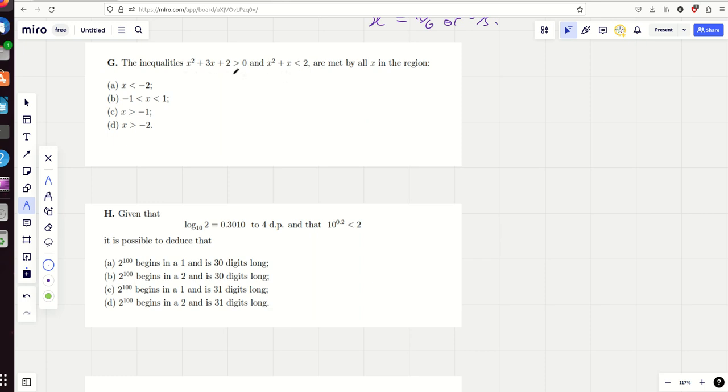Okay, we've got to find where the inequalities are both satisfied. Well, this first one's fine. If we just factorise it, the quadratic inequalities, students often get them wrong. Think about the graph. It's going through minus 2 and minus 1. We want it to be bigger than 0. And so that's going to be the case when x is less than minus 2 or when x is greater than minus 1.